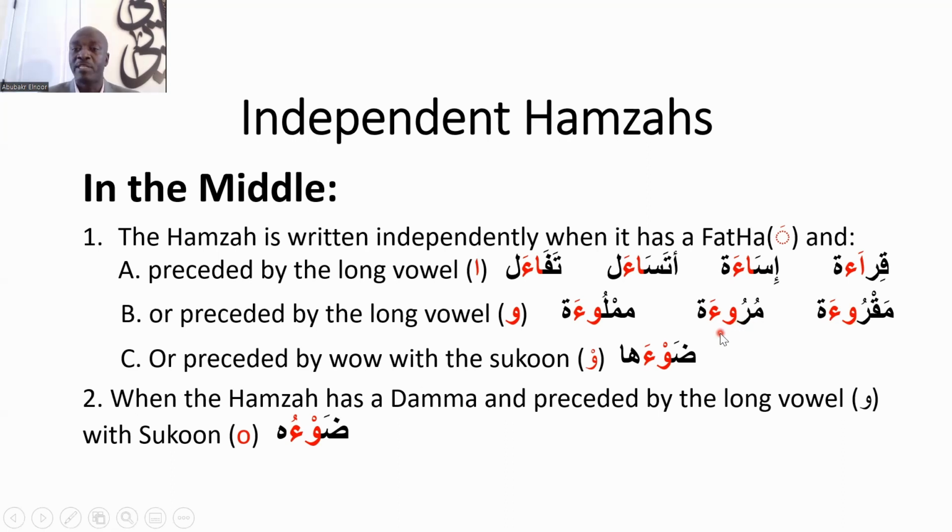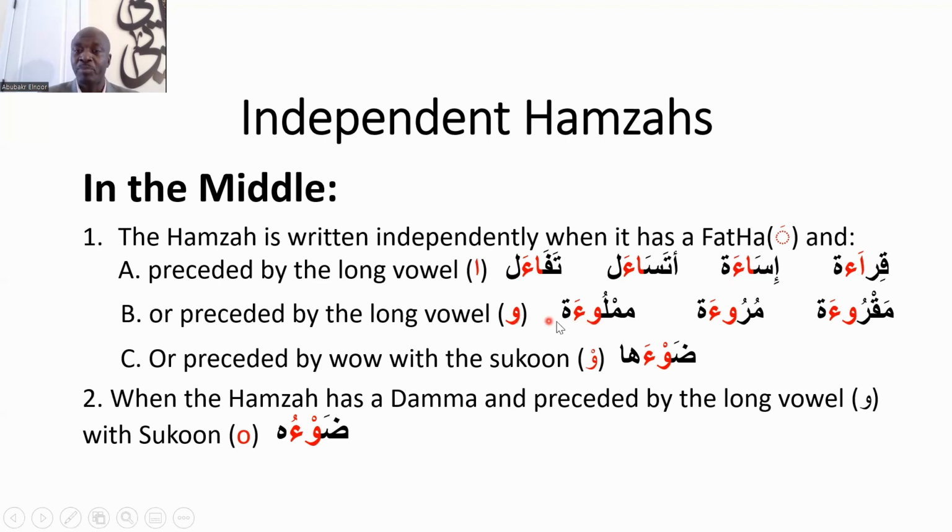And muru'ah here is like generosity, or somebody being at his or her best, doing good things to others. So it's called muru'ah. So the hamza has the fatha and is preceded by the long vowel waw, muru'ah. Mamlu'ah. Mamlu'ah is filled, something being filled by water or milk or something. So you see the hamza has the fatha and is preceded by the long vowel waw, mamlu'ah.